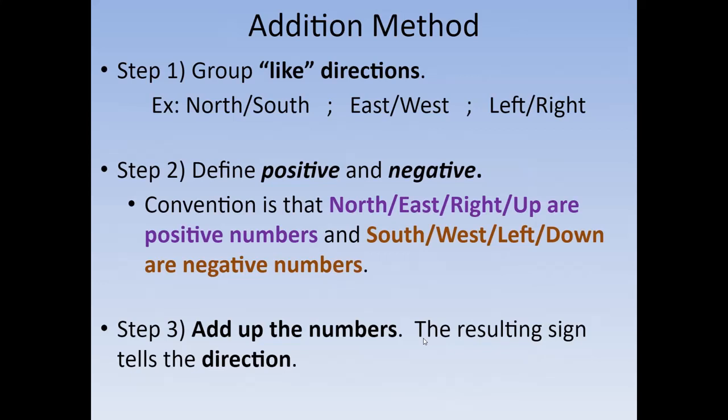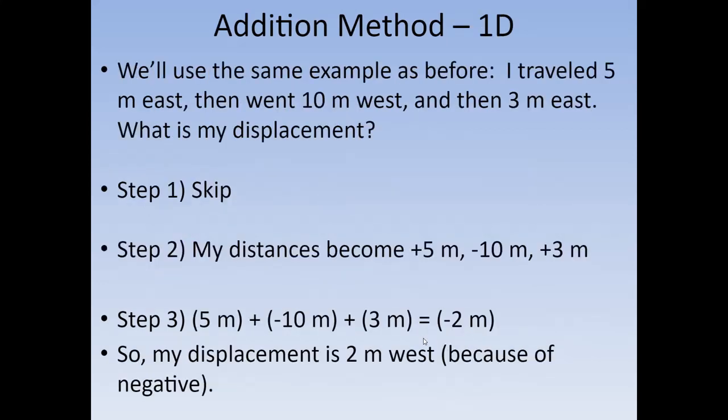The next step is that you just add up the numbers. So after you group them and you define positive, negative, you just add the numbers in that group, and the resulting sign tells the direction. Now, there is an extra step of what happens when we have a group of north and south and a group of east and west. How do we combine those two numbers into a single value? And I'll mention that later on.